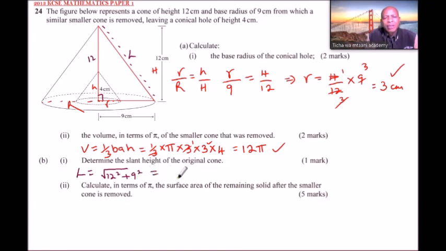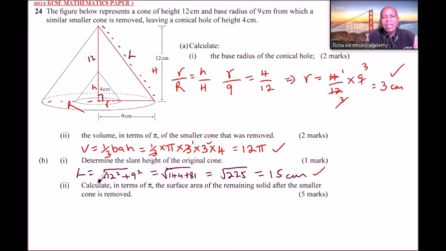So this is 144 plus 81, and when you add this up using your calculator, or you just do it manually, you get the square root of 225, and the square root of 225 is 15. So it means the slanting side is 15 centimeters, and there you get 1 mark.